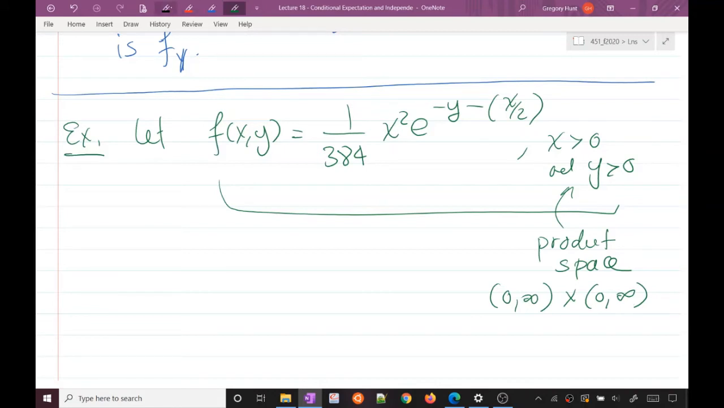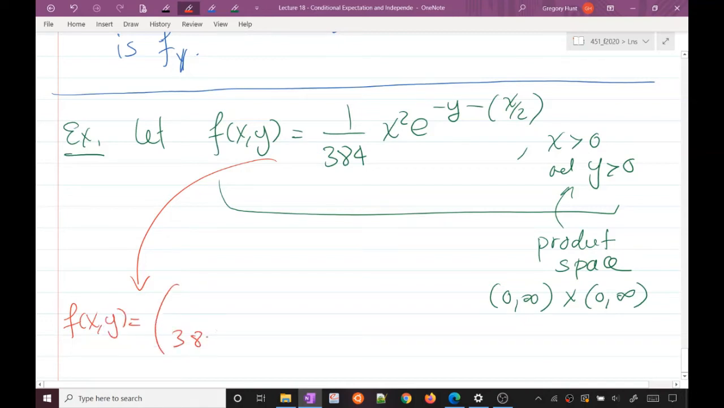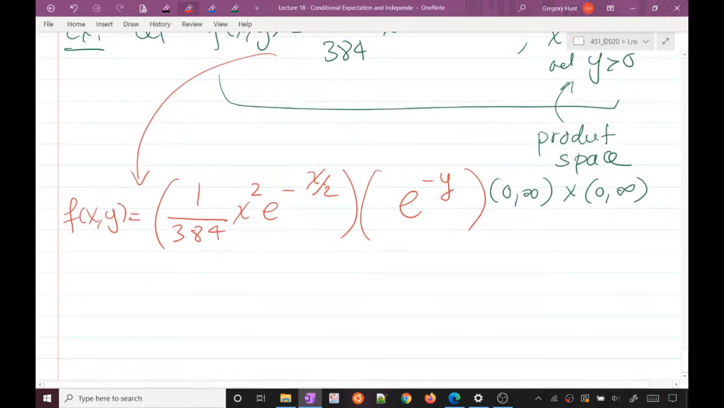But I don't even need to solve this. That involves integration. I have to integrate stuff out. That's awful. I don't want to do that. Here's what I say is that f of xy is equal to, let's pull the 384 over here. I can say x squared e to the negative x over 2. And then over here, I can just say e to the negative y. Right? So I can pull it like that.